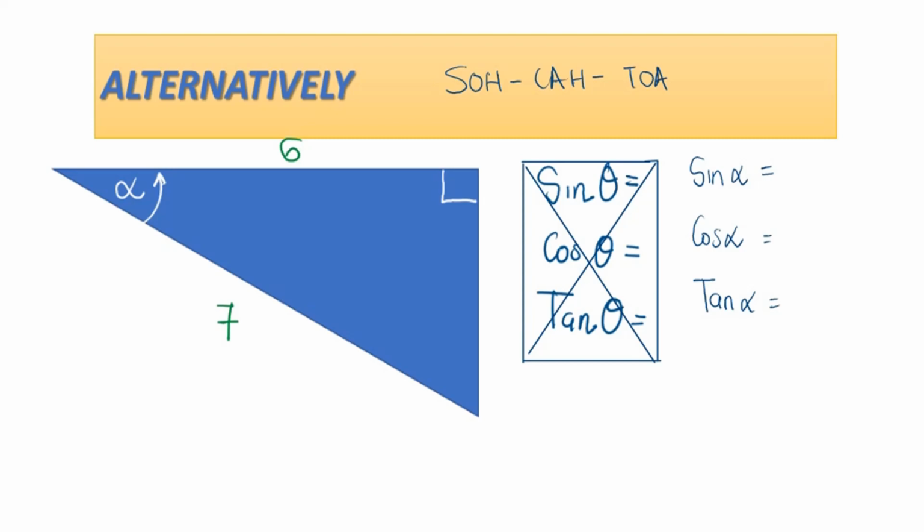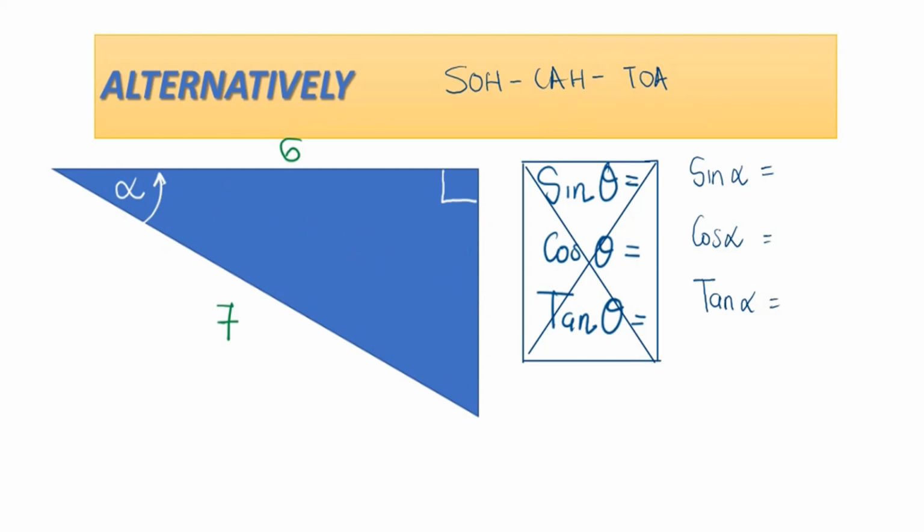Which reminds us that sine of theta is equal to your opposite over your hypotenuse, cos of theta is adjacent over hypotenuse, and then your tan of theta is your opposite over your adjacent, right? But then, guys, what do we notice here? We've got a side that is missing, right? So our opposite side to our angle alpha is missing. So how do we get the opposite side?